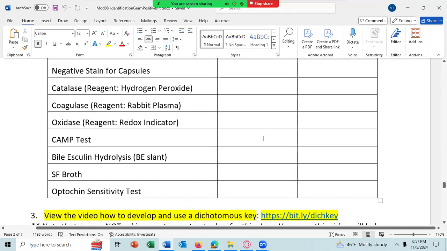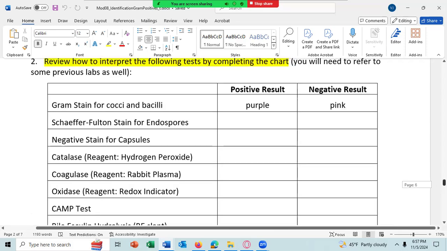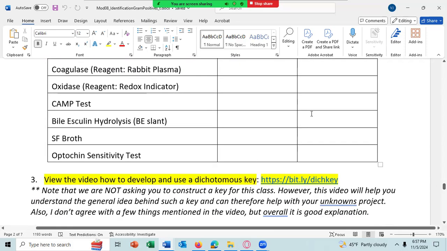Here we have the positive result for the CAMP test. So discuss it. You could really only use 1 or 2 words there, but you could give a discussion. And then the negative result. Do I have that right? Yep. This one you can get from this lab. And then the bile esculin hydrolysis test, the positive result, and the negative result. Also from this lab, the SF broth test, positive result, negative result, and the optochin sensitivity test, positive result, and the negative result. These last 4 are all from this lab.